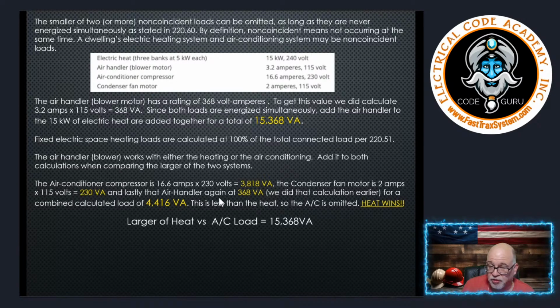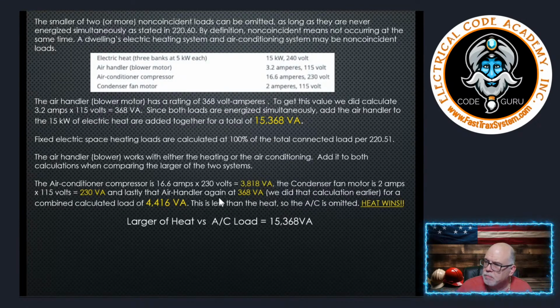Another thing I will tell you up front is that that air handler is not a non-coincident load. Why? Because it has to be running when the heat is going to blow that air, and it has to be running when the air conditioning is going to blow the cooling around the building, right? So at the end of the day, it is not a non-coincident load. So when we're comparing the heating versus AC loads, we've got to make sure that the air handler is added to both in our comparison, okay?